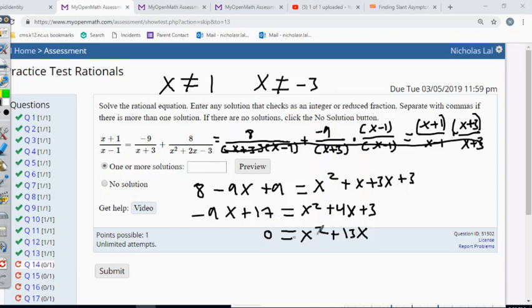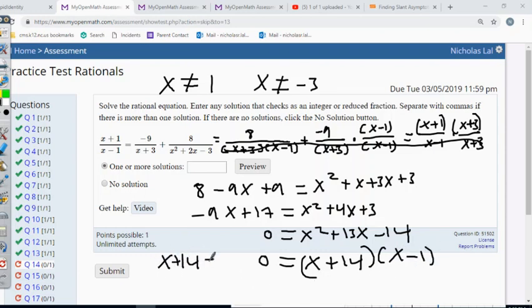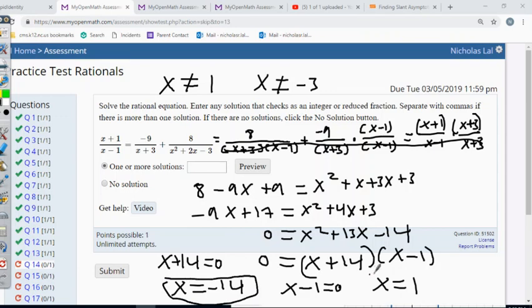subtract 17 minus 14. This will factor into two values that multiply to negative 14 and add to 13, which are going to be x plus 14 and x minus 1. And so x plus 14 equals 0, x is equal to negative 14, that's a solution. And x minus 1 equals 0, x is equal to positive 1. So our solutions are x equal to negative 14 and x equal to 1.